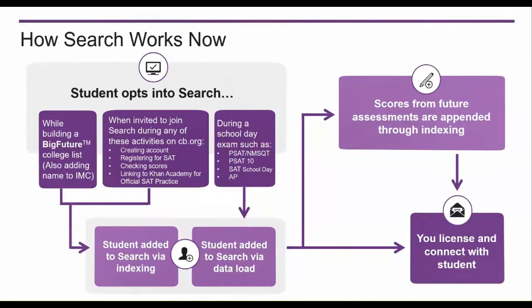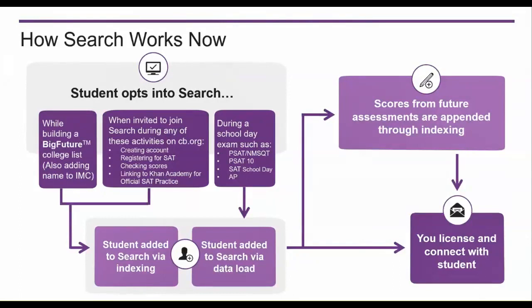They might opt in while researching college on Big Future and saving a college list. On collegeboard.org, they might choose to opt in when invited while creating their account, registering for a weekend SAT, checking assessment scores for PSAT, SAT, or AP, or even when linking their Khan Academy account to their College Board account to begin official SAT practice. Or, as in the past, they may continue to opt in during the pre-administration session for an exam being given at school, like the PSAT, PSAT 10, SAT School Day, or AP.